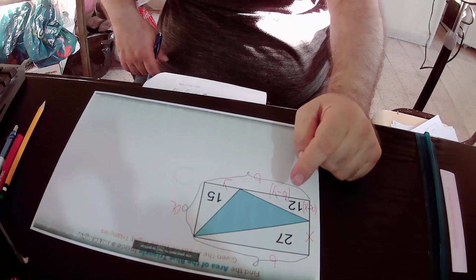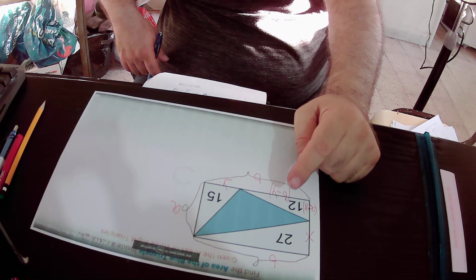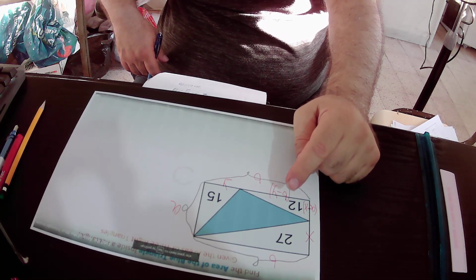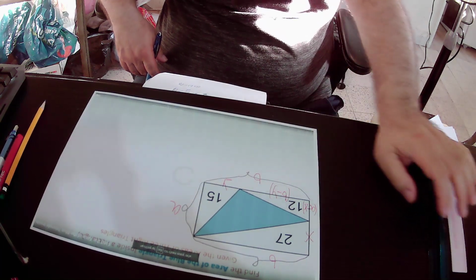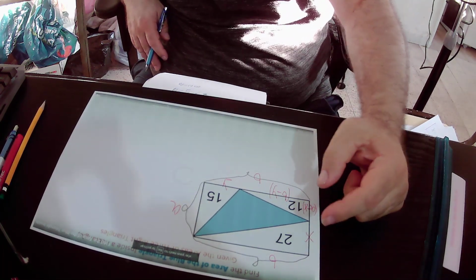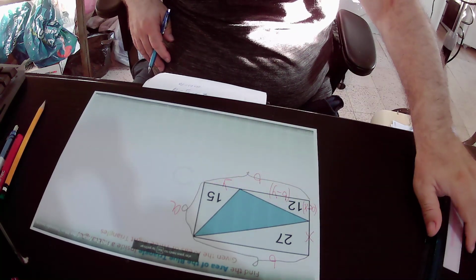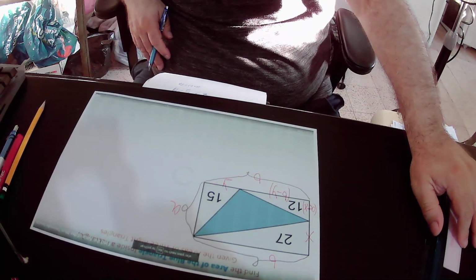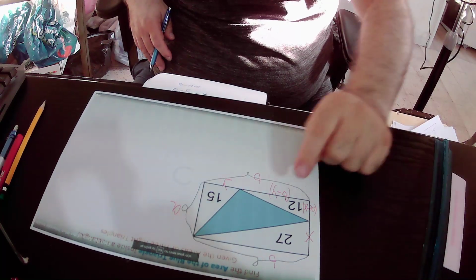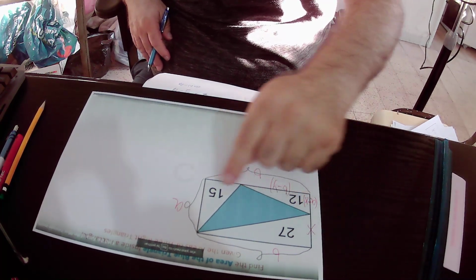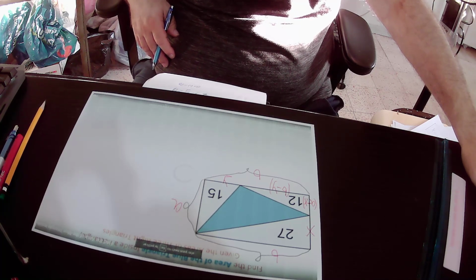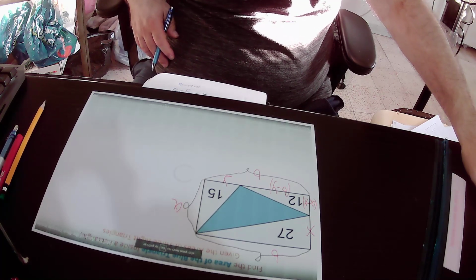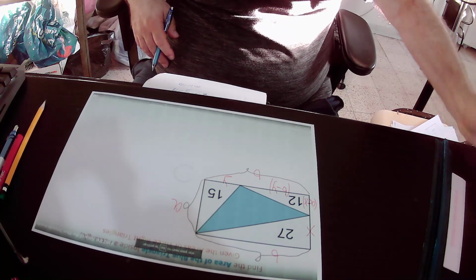And in addition, the rectangle contains this blue triangle, so the total area of the rectangle must be greater than 54 units. That is the sum of these three right triangles. So for that reason, the answer of 18 units is not correct.